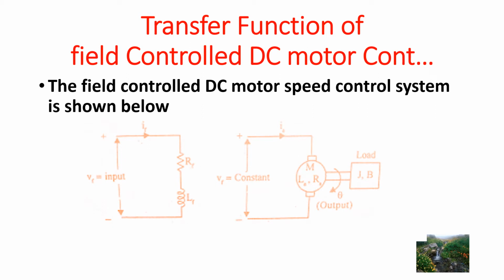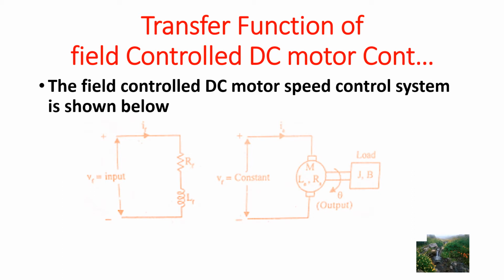This is the diagram representing the field-controlled DC motor speed control system. Here, the input variable is the field voltage, V_f. The armature is supplied by a constant voltage, and the output variable is the angular displacement theta of t.